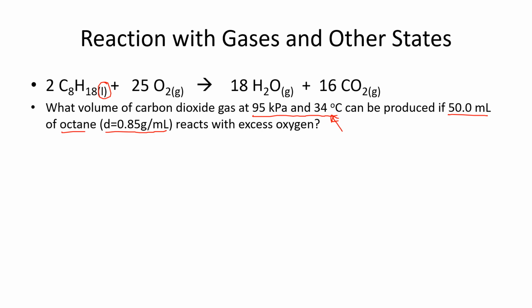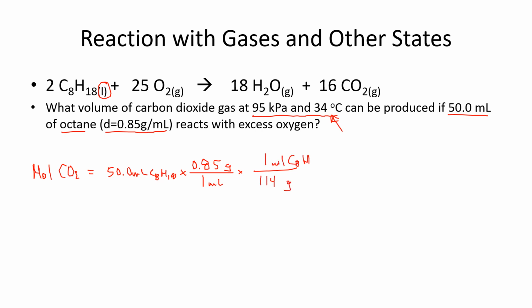So we'll start by looking for moles of CO2 and use the 50 milliliters of octane, C8H18. And then we're going to use the density to go from milliliters to grams. We got 0.85 grams for every 1 milliliter. And then octane was 114 grams for every mole. And then the ratio was 16 moles of CO2 for every 2 moles of C8H18.